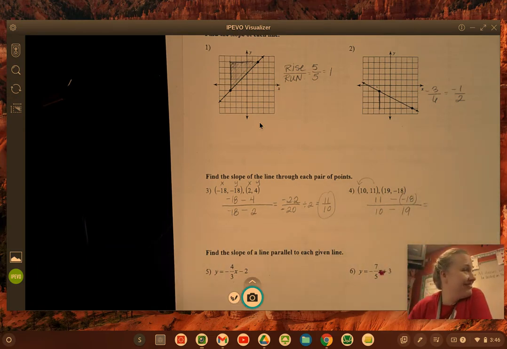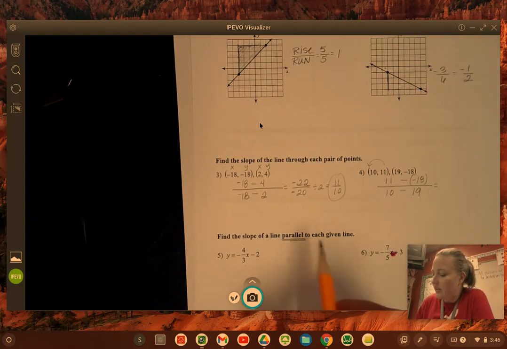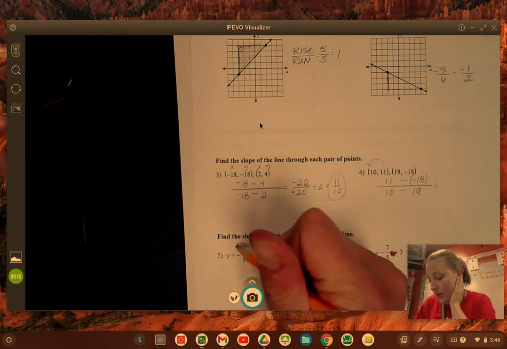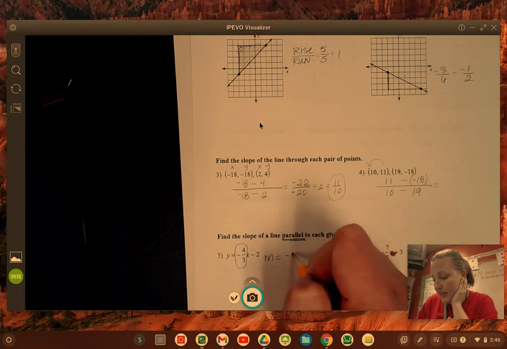That's awesome. Okay, find the slope of a line that is parallel to each given line. So if it's parallel, it has the same slope, right? So we know that this one is going to be exactly the same.